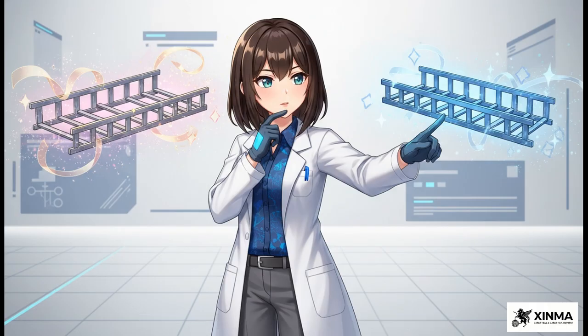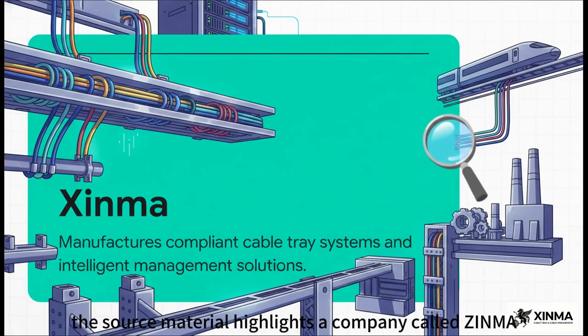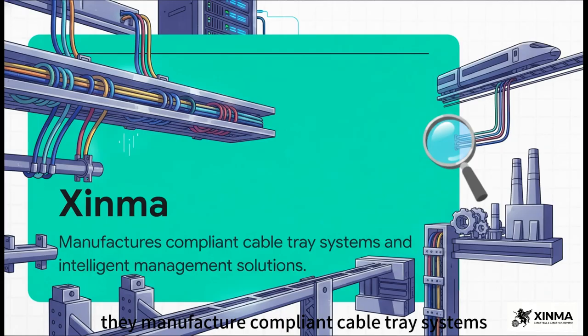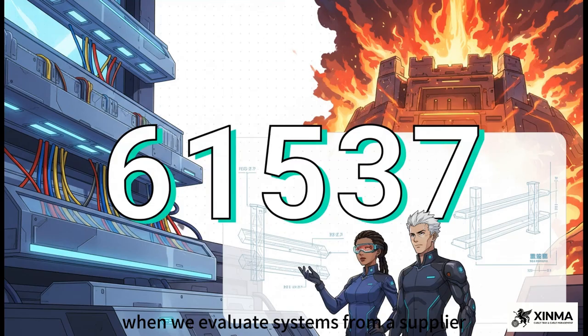To ground this in reality, the source material highlights a company called Xinma. They manufacture compliant cable tray systems, busway, seismic bracing, and intelligent cable management solutions. And notice where their products are actually used: data centers, rail transit, industrial plants. These are incredibly high-stakes environments where structural failure is simply non-negotiable. When we evaluate systems from a supplier operating in intense environments like that, we demand adherence to foundational numbers.